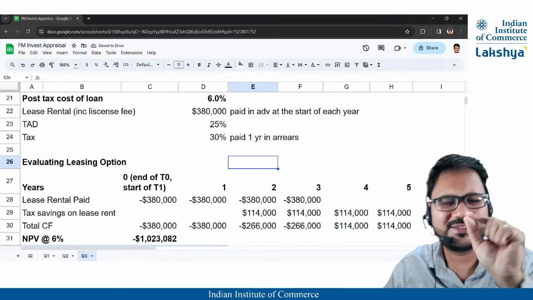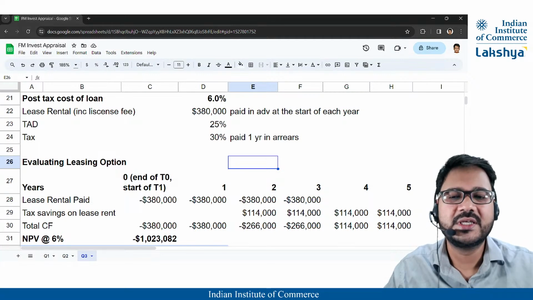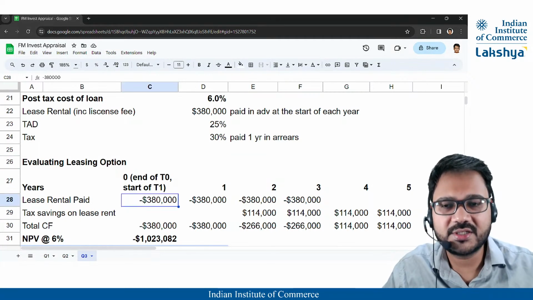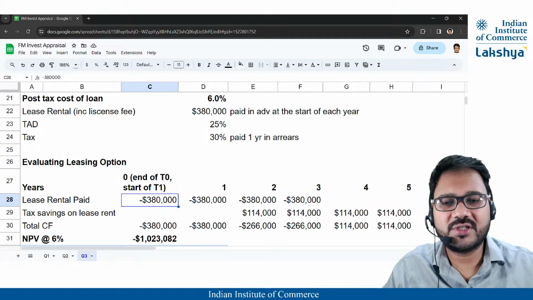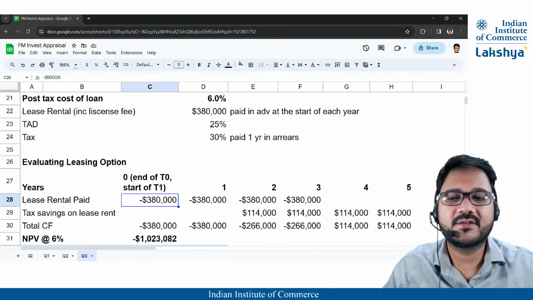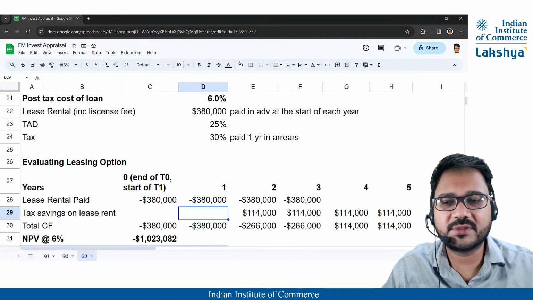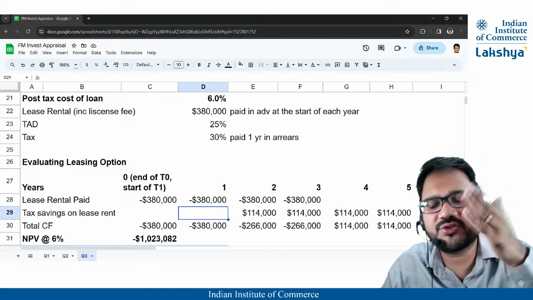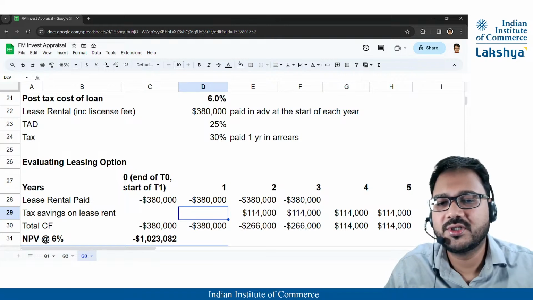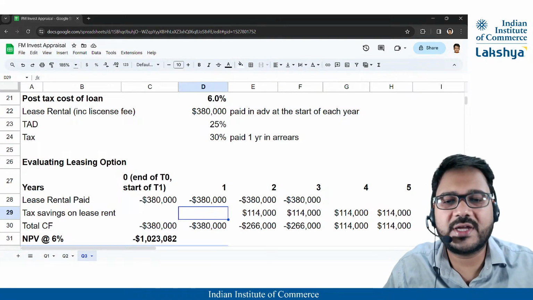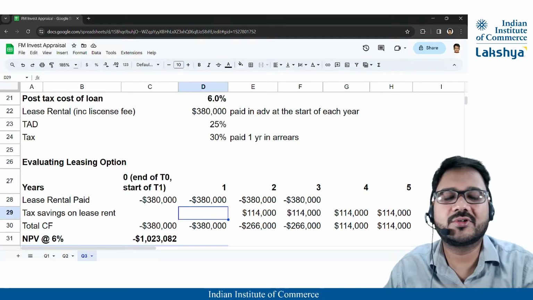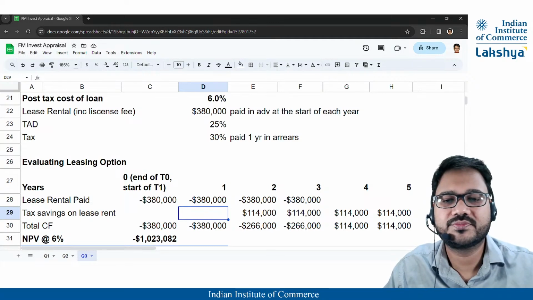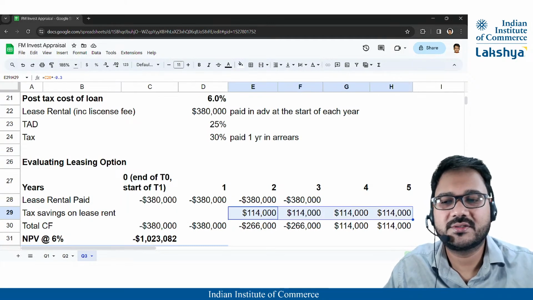So just keep that. This is the only tricky bit over here. Since it was at the beginning of the year, it starts on year 0. And then tax will never start at the beginning of the year, right? Tax will always be at the end of the year. So tax will always start from year 1, but this is with a lag. So it starts from year 2. So keep that in mind, right?